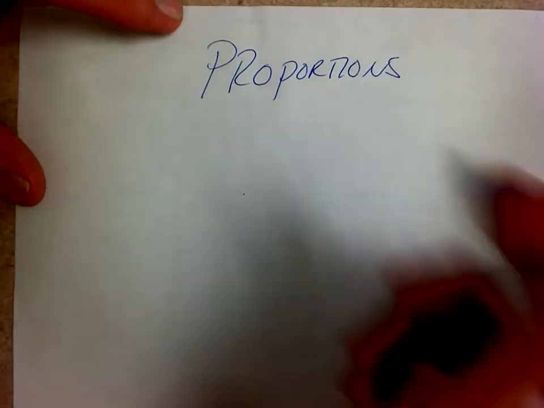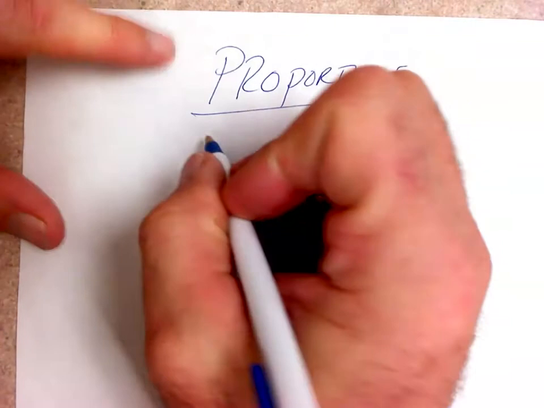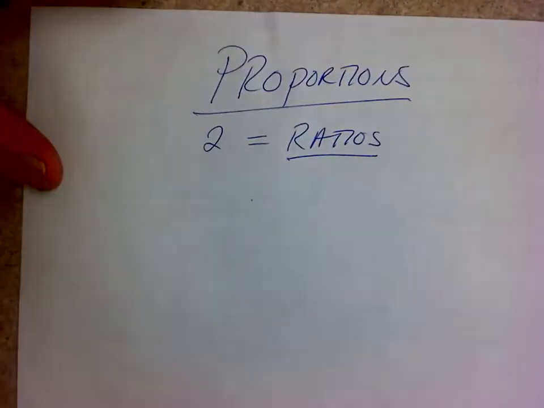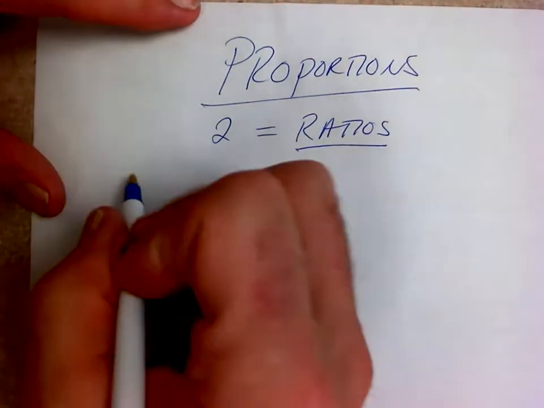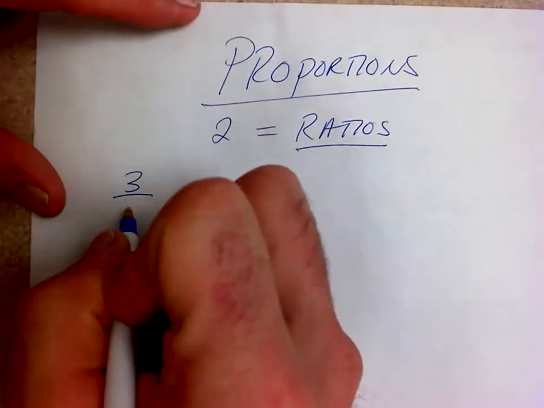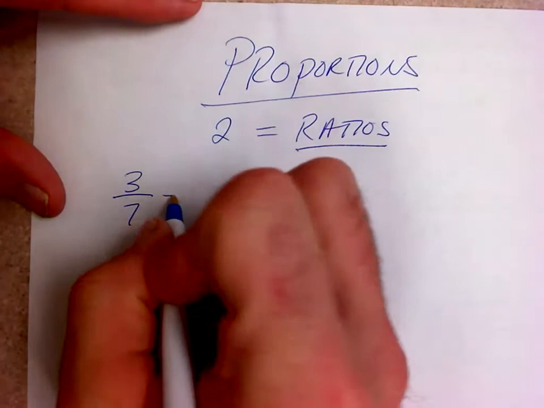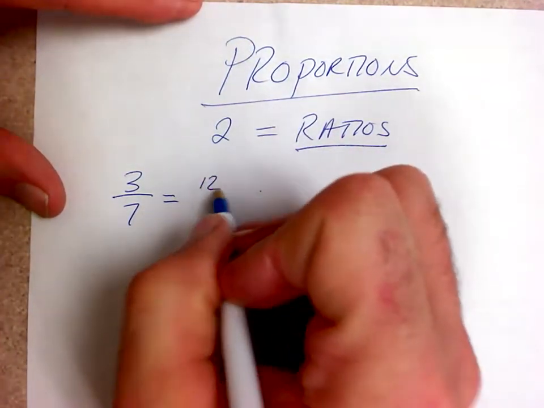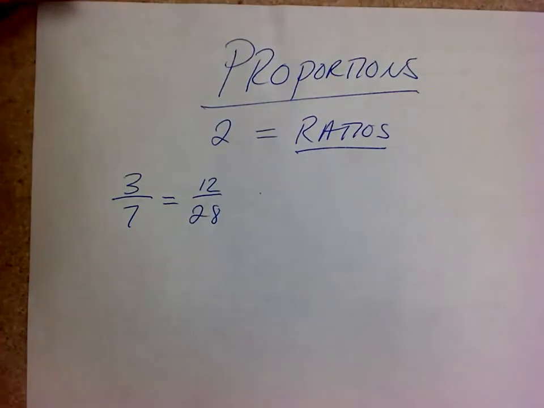Okay, so tonight we're talking about proportions. Remember in class we said that a proportion is two equal ratios. So we might give you a ratio of 3 to 7, and then we need to set that equal to another ratio such as 12 to 28. So that would be two equal ratios.